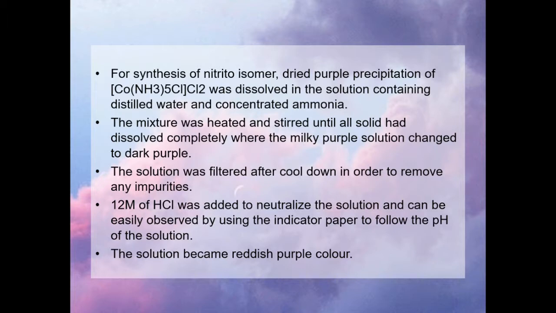For synthesis of nitritoisomer, the dried purple precipitate of pentaamine chlorocobalt chloride was dissolved in a solution containing distilled water and concentrated ammonia. The mixture was heated and stirred until all solid had dissolved completely, where the milky purple solution changed into dark purple. The solution was filtered after cooling down in order to remove any impurities. 12 molar hydrochloric acid was added to neutralize the solution, which can be easily observed by using indicator paper to follow the pH of the solution. The solution became reddish purple in color.